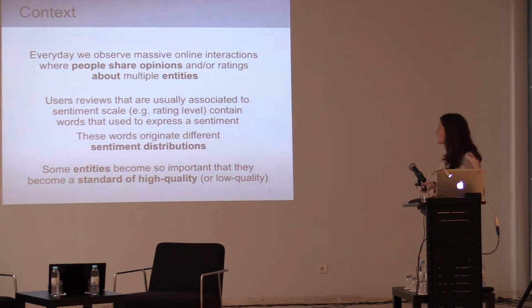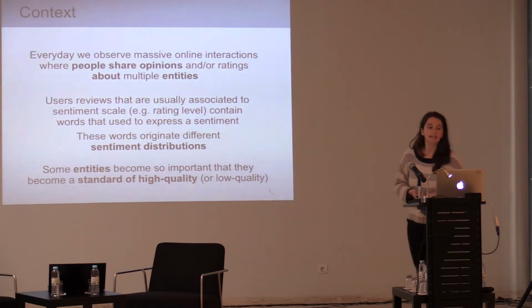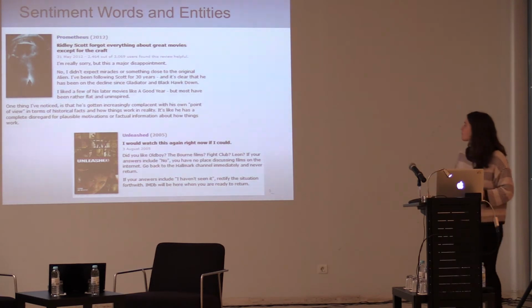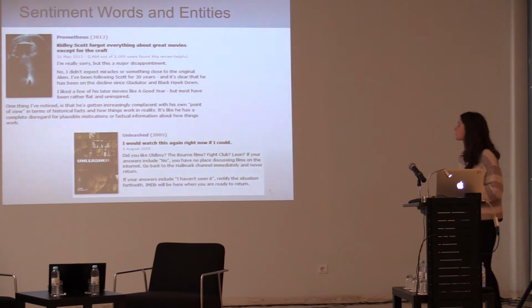So the challenge is, how can we detect these words that are used to affect sentiments, and where are these entities as well? Here are two examples of what we have when we look at users' reviews. These are an example from IMDb. It's a review about the movie Prometheus and a review about the movie Unleashed.